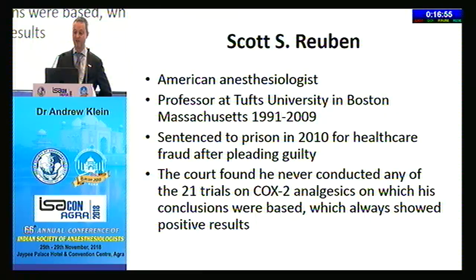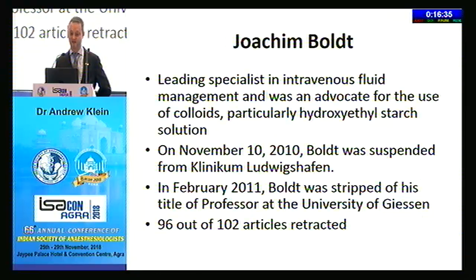So Scott Rubin was an American anesthesiologist, professor in Boston, went to prison. He published 21 trials on parecoxib, COX-2 inhibitors, which you probably read about, and you might use COX-2 inhibitors as a result, but they were all fraudulent. He made them up. He fabricated all his data, and he went to prison.